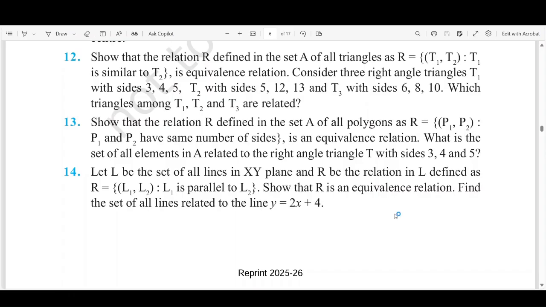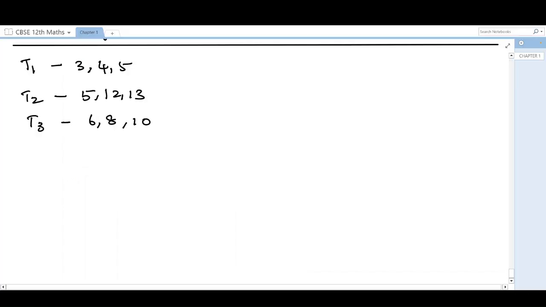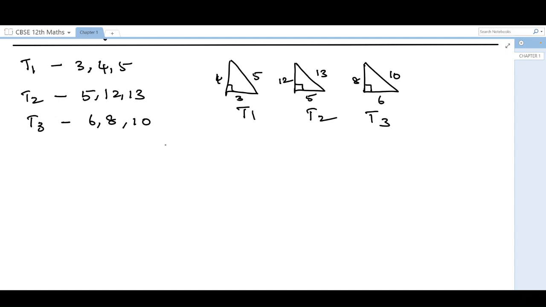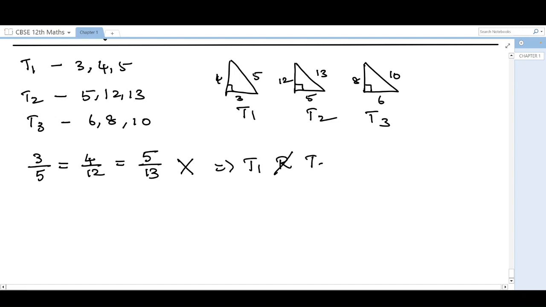Further, we have to identify which among these three triangles are related. It is to be noted that all these three triangles are right angular triangles. Their corresponding sides should be proportional. If we take the ratio between T1 and T2, then we will get 3 by 5 equal to 4 by 12 equal to 5 by 13. If we verify this, this is not true. Therefore, T1 is not related to T2.